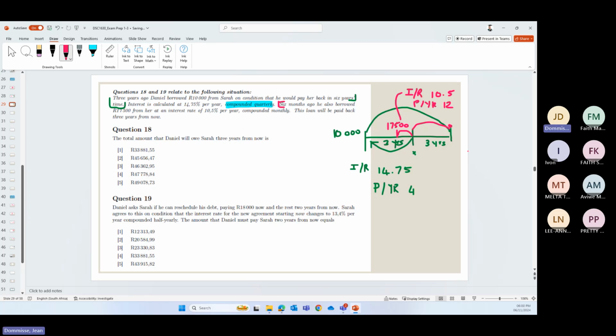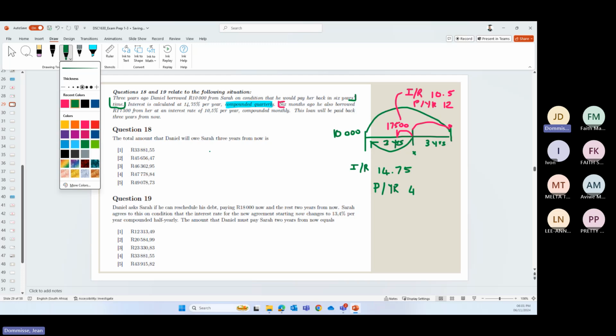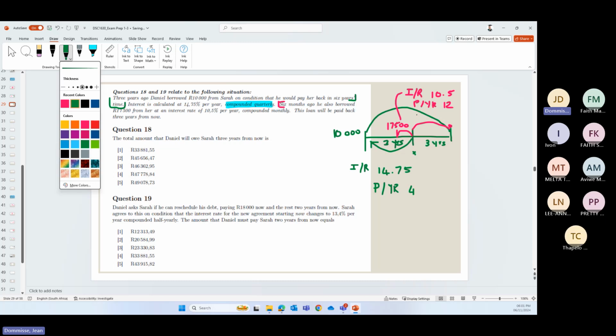Okay, so this one, we will need to make 2 calculations. We will need to do the green component and work out what that will be. Then we will need to work out the pink or red component. And then at the end, we will need to add the 2 together. So let's first do the green component.